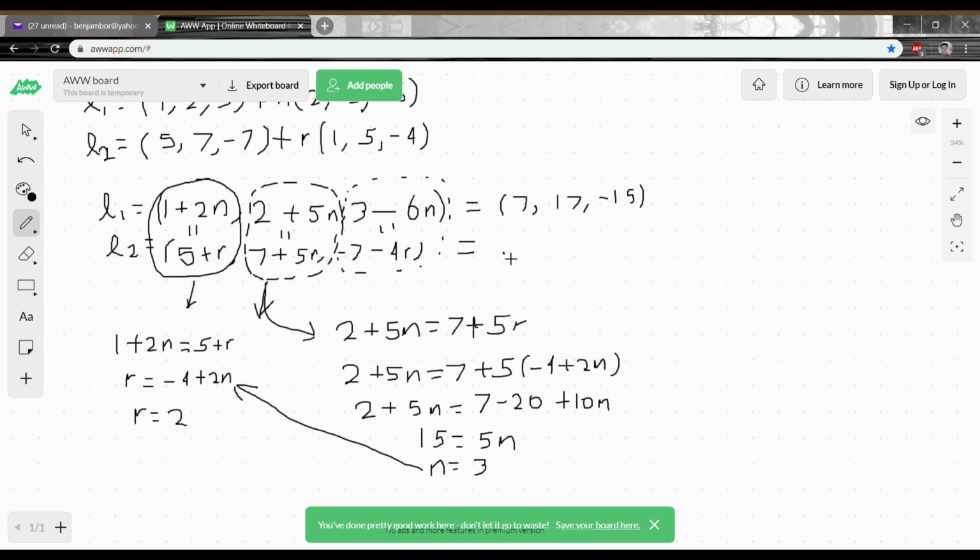Now we'll do the same with r. I'm going to do it a bit faster this time. 5 plus 2 is 7. 2 times 5 is 10 plus 7 is 17. And then 2 times 4, negative 7 minus that term is negative 15. So we see that after solving for n and r, and after plugging those values of n and r into our original line equations, we get the same point. That means that line 1 and line 2 intersect at this point. They're equal to each other when x is 7, y is 17, and z is negative 15.